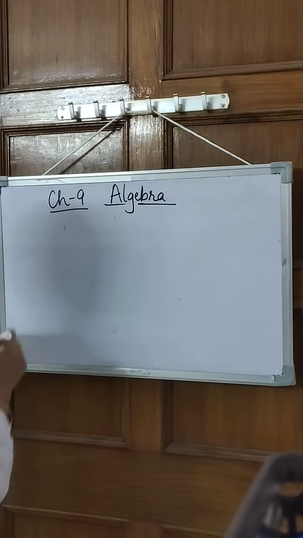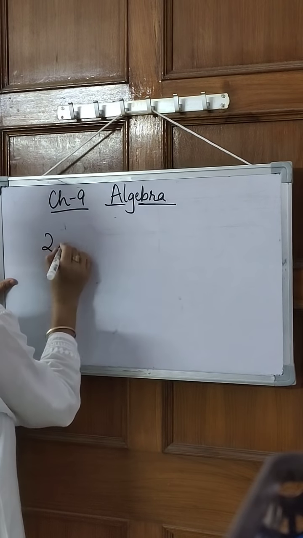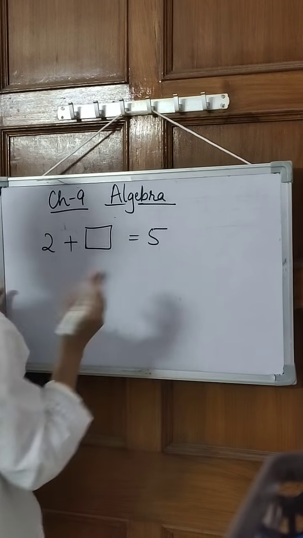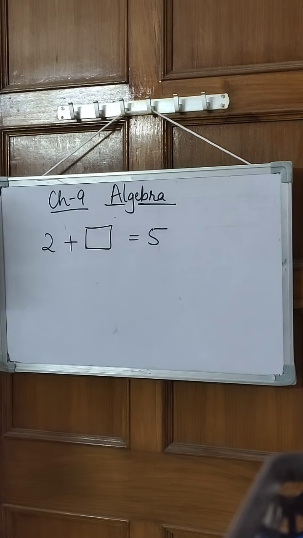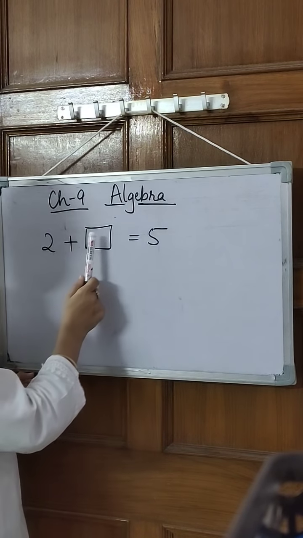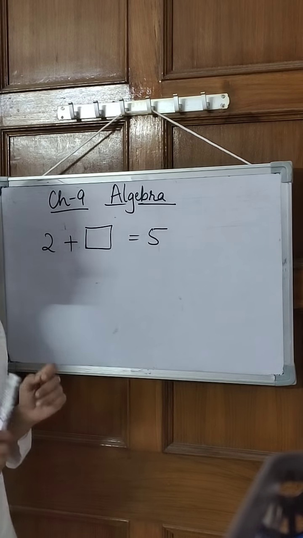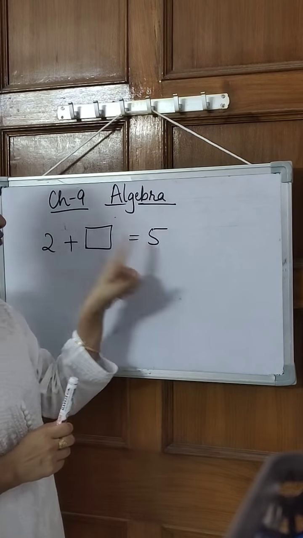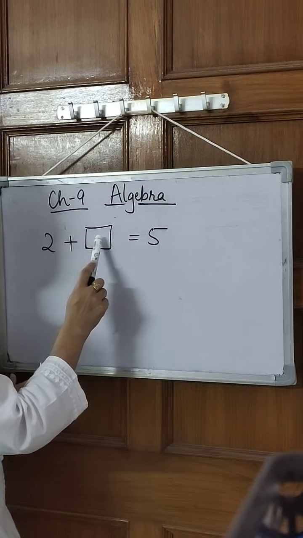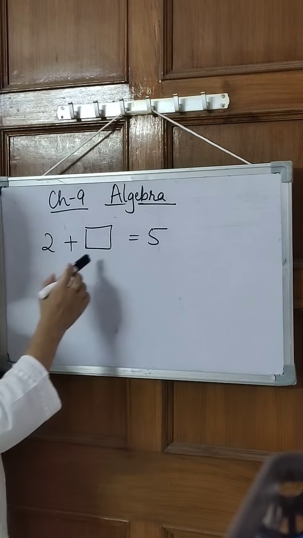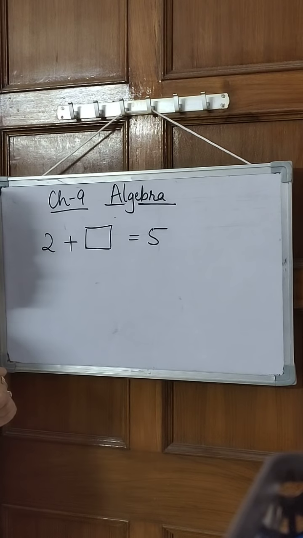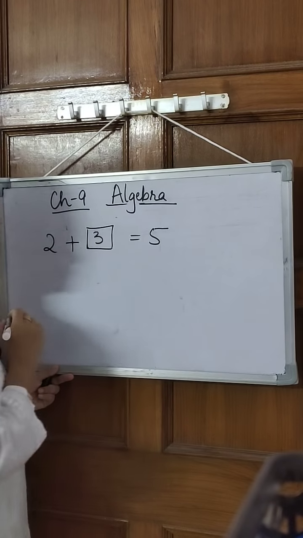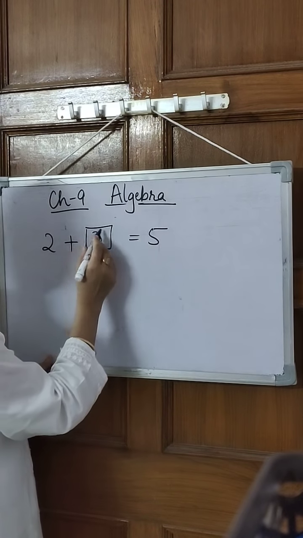Let's take an arithmetical example. 2 plus box equal to 5. Now everyone knows what the answer of this is. 2 is added to something, which I have represented with a box, equal to 5. This means there should be a value here so that the answer will become 5. It is very easy. You simply say that this value should be 3 here.